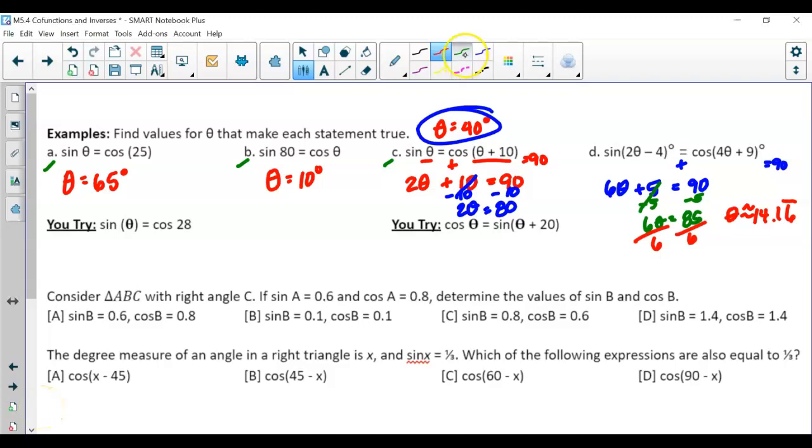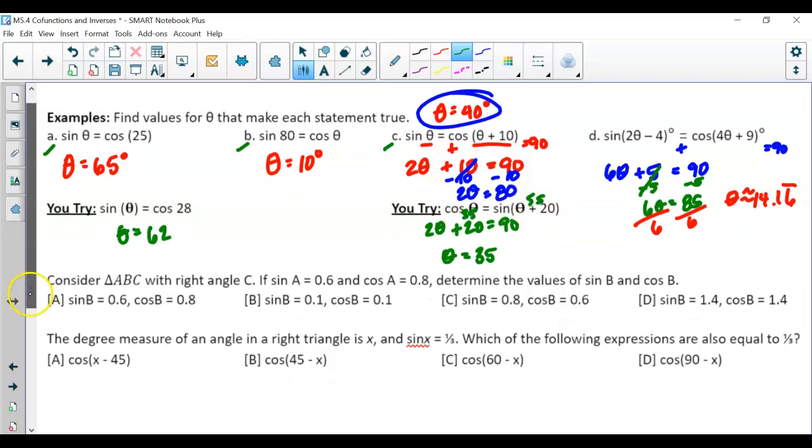And here we go. So here you should have just said that theta is equal to, not 28, right, but 62. Here you could have done the mental or set this up algebraically. 2 theta plus 20 is equal to 90. So you should have gotten that theta was 35. Then of course you can check, right? I've got cosine of 35. 35 plus 20 is 55. And these two are complementary angles.